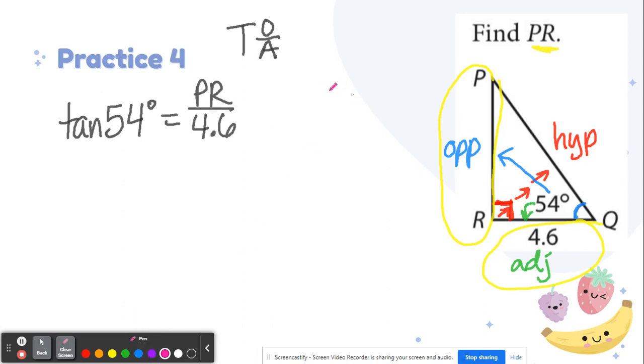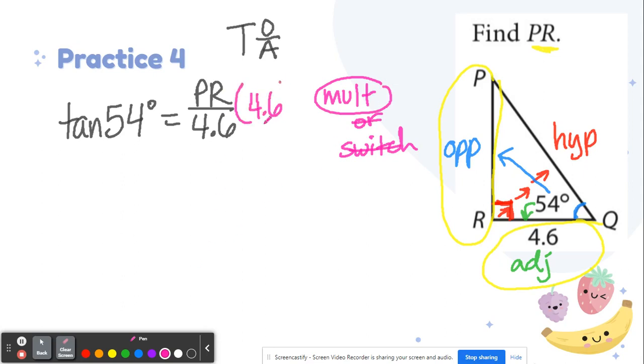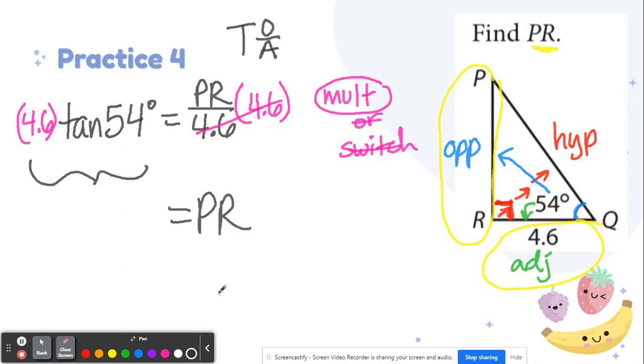At this point, I would ask you, multiply or switch. And the answer for this one is multiply, because we're going to multiply a 4.6 because the opposite of dividing by 4.6 is multiplying. Then you need to put this into the calculator to get your final answer for PR. Okay, so let me do that. I'm going to do 4.6 times tan 54.